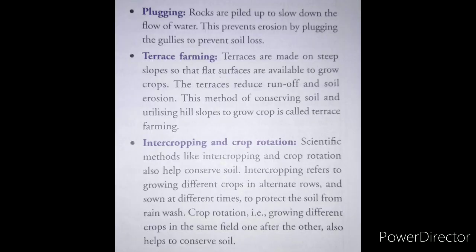Now next is plugging. How you can do plugging and how you can conserve soil by this type of farming. Rocks are piled up to slow down the flow of water. This prevents erosion by plugging the gullies to prevent soil loss.